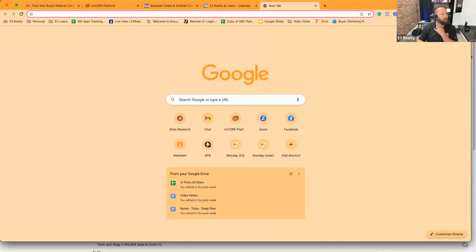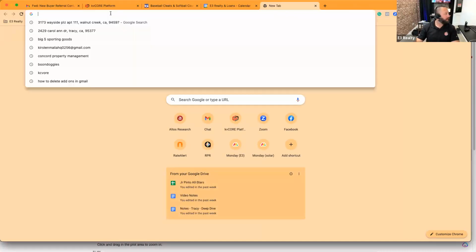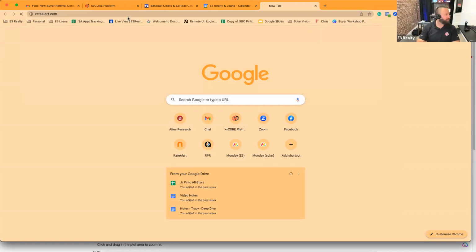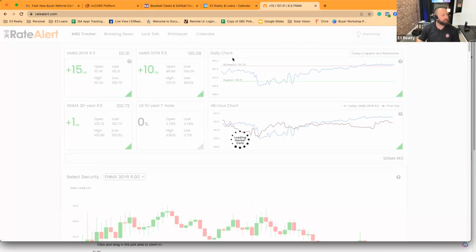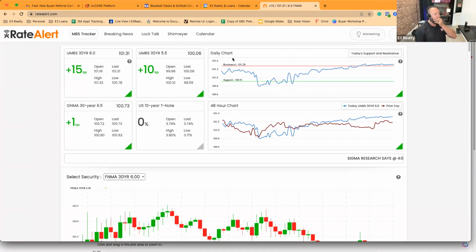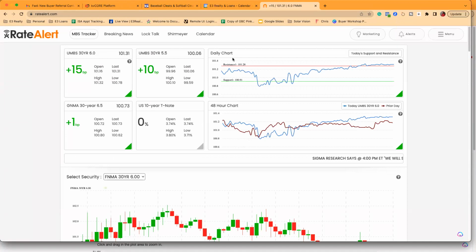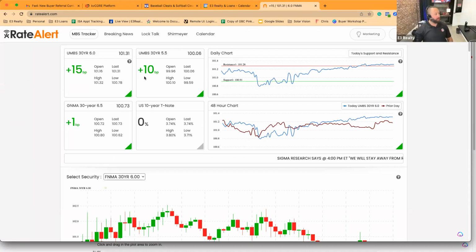All right. So two different programs, right? We have Rate Alert, which is from the lending side. It basically is just like an MBS highway. Morning coffee goes through the economic data, what's going on in the market.